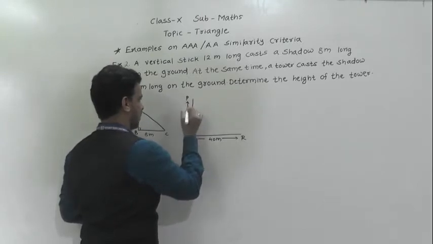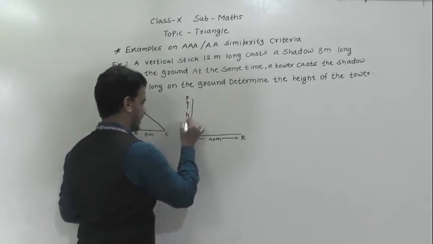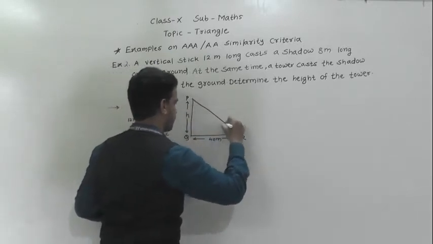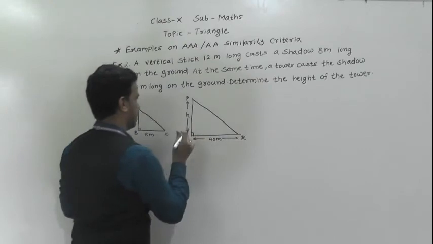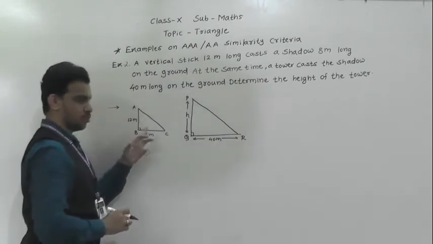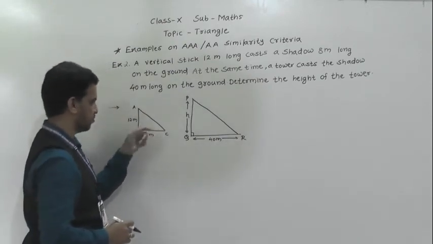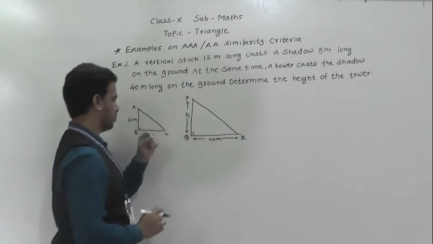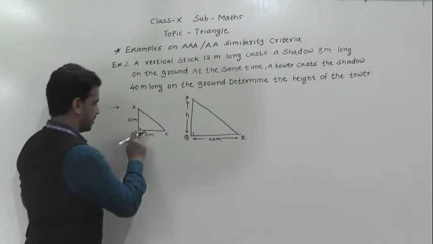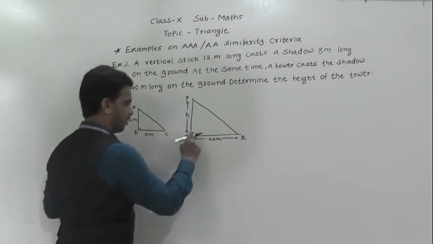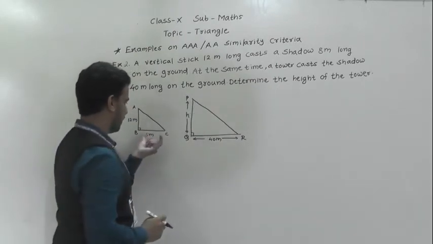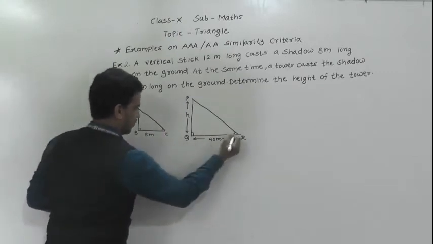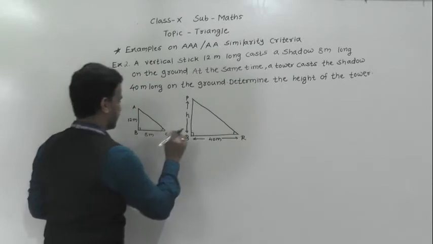Suppose the height of tower is H, so PQ is equal to the height of tower. If we join this, then angle PQR and angle ABC are both 90 degrees. So we have to first show that these two triangles are similar. How do we show that? Here angle ABC and angle PQR are equal, and we have to show that one more angle is equal. Why are these two angles equal?